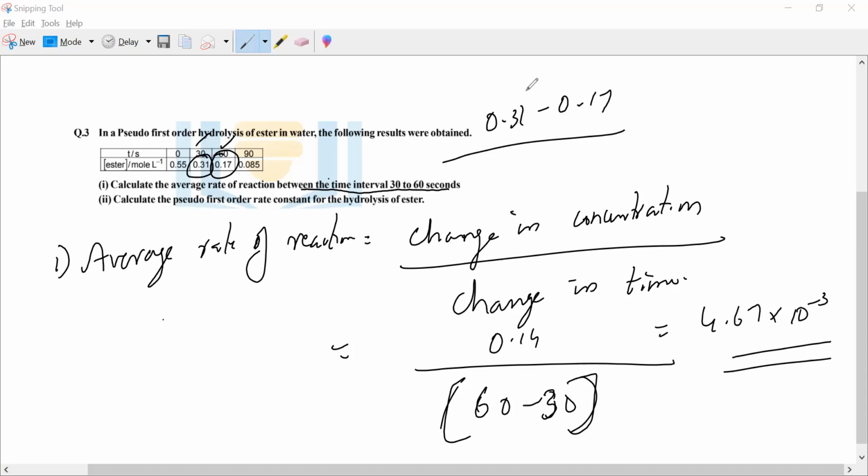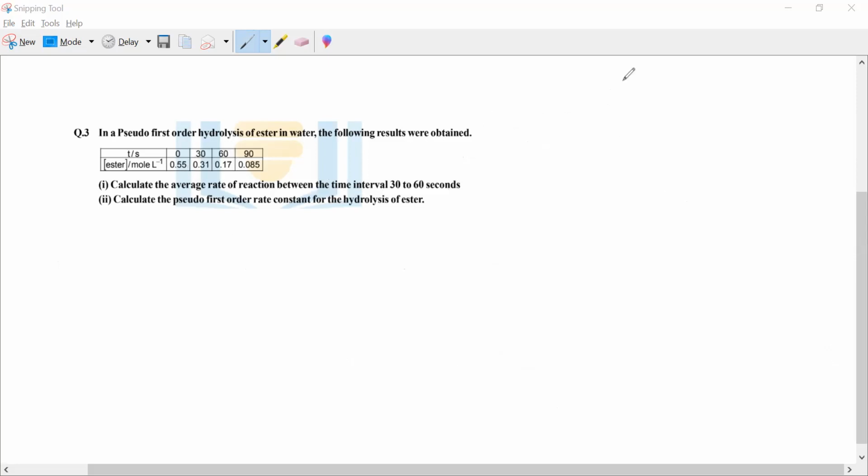So is everyone done with this screenshot? Done. Okay. So I'm just going to clear it. Calculate the pseudo first order rate constant for hydrolysis of ester. So obviously the question is of what? Ester in water, right? So we have to know the formula for this.